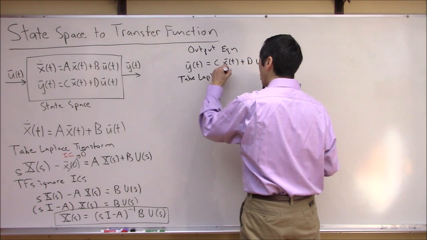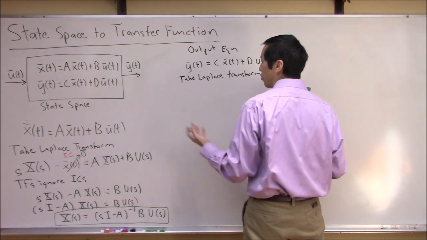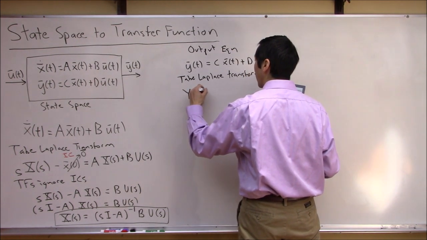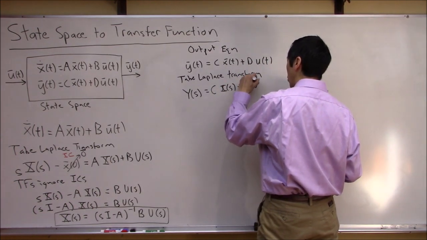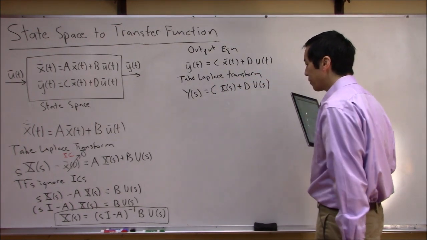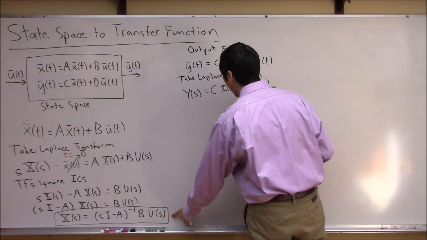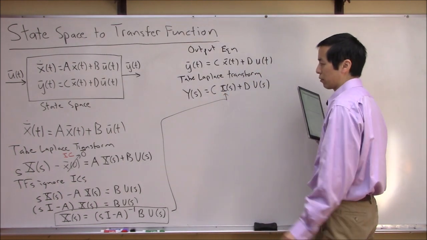And it's actually really simple to do that because, like we said, there's no derivatives in this at all. So we basically end up with, right away, Y of S is equal to C X of S plus D U of S, right? Okay, so now, check this out.